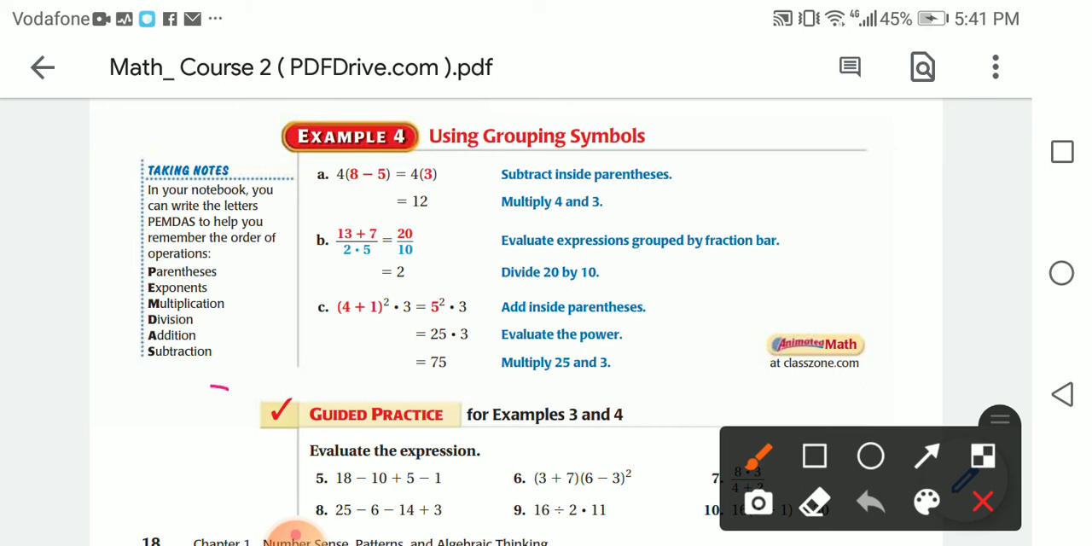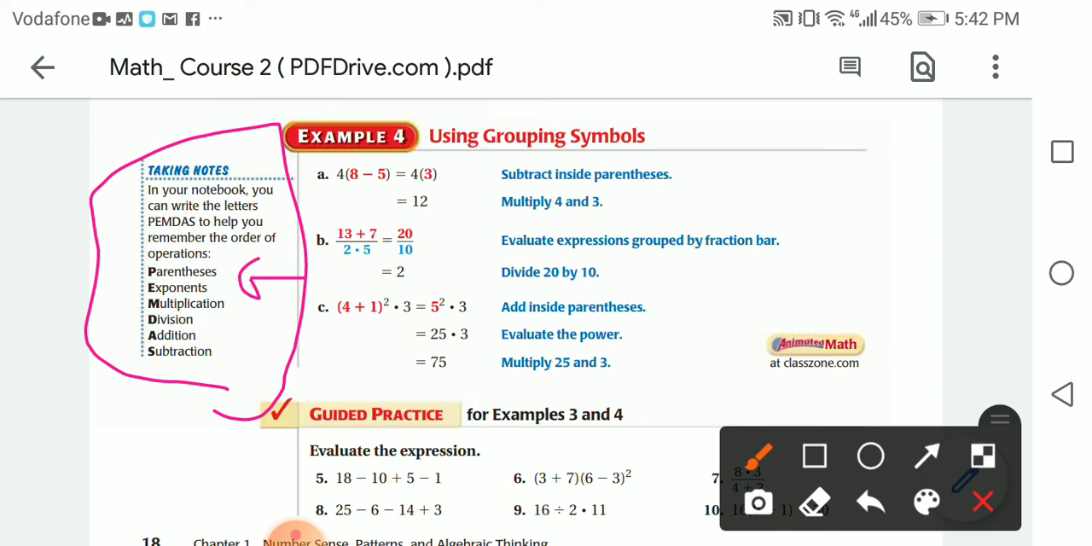Note taking, and this is very important to write it down in your notebook. When you come to school, I'll see the notebooks. So in your notebook, you can write the letters PEMDAS to help you remember the order of operations: parentheses, exponents, multiplication, division, addition, subtraction. Don't forget, this is the key of the lesson. So I start here from the brackets. 8 minus 5 gives you 3. And then 4 times 3 equals 12.